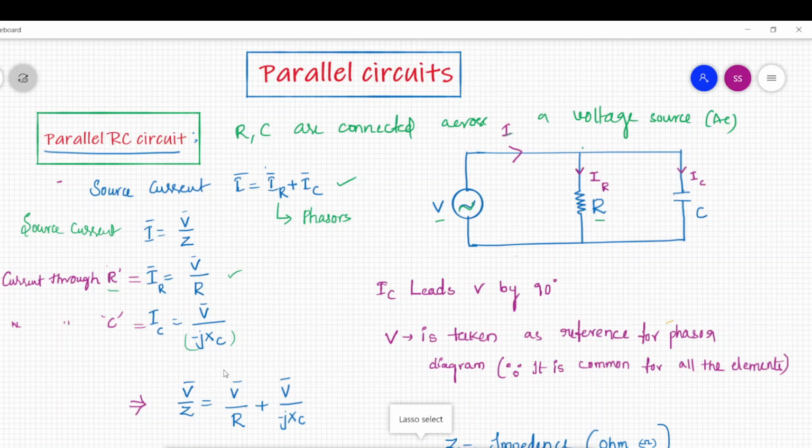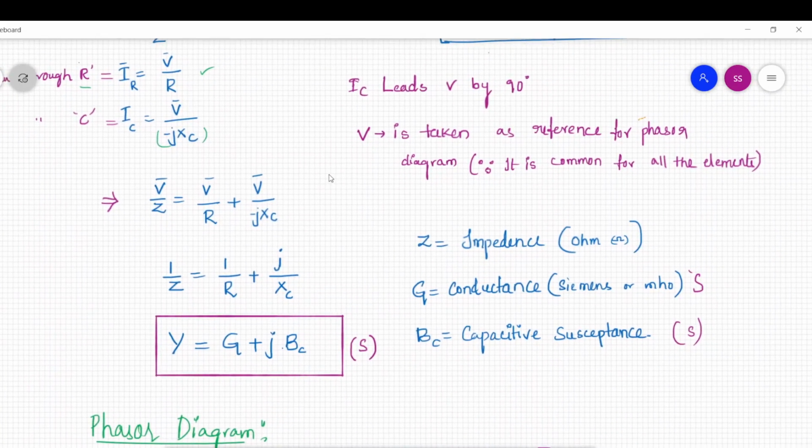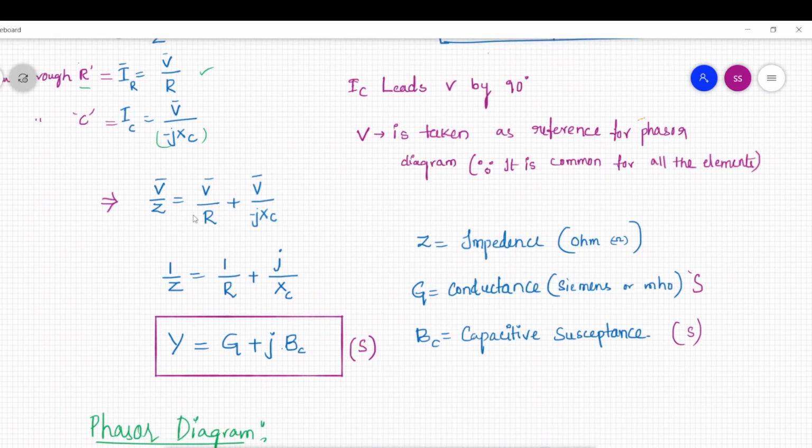Okay, so now let us substitute these values in our equation 1. So the expression will be V bar by Z equal to V by R plus V by minus jXC. We can cancel out this V because it is common. So the term will be 1 by Z equals 1 by R plus j by XC. I have shifted the negative j in the denominator to the numerator, which becomes positive j.